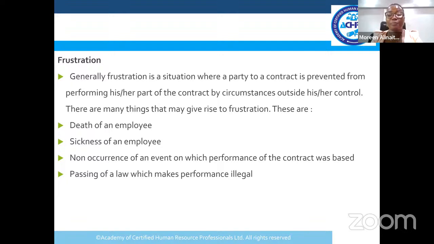Non-occurrence of an event on which performance of the contract was based. For example, maybe somebody has planned for an event, or they are bringing a celebrity to Kenya, and then they call people, come. Maybe like 2 years ago, Akon went to Uganda. And then Museveni said he's giving him a land so that he can construct Akon City.